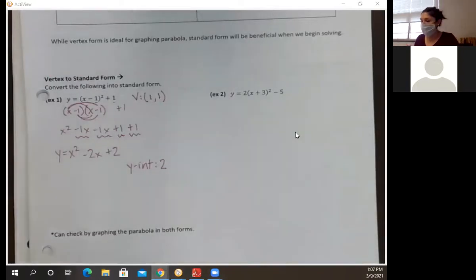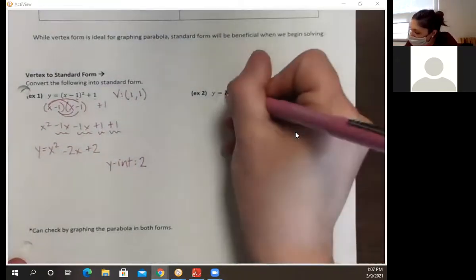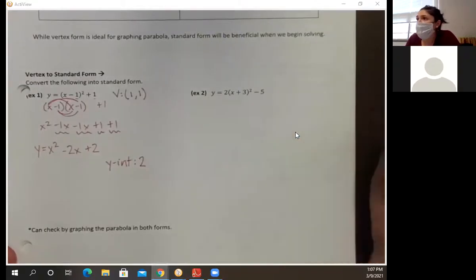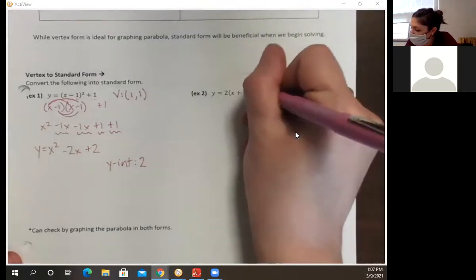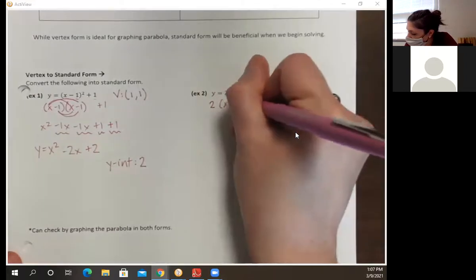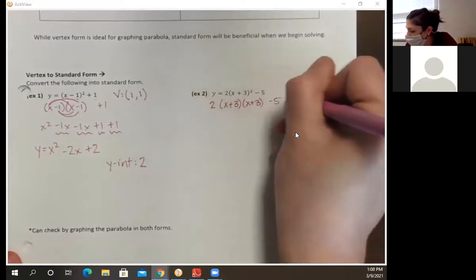Okay, let's try another one. So for example 2 here, same idea. This time I've got a number in front, a lead coefficient of 2, an a value of 2. That's okay. I'll end up distributing that as well. But I'm going to start with the x plus 3. So that's x plus 3 times x plus 3 that I want to take care of first.